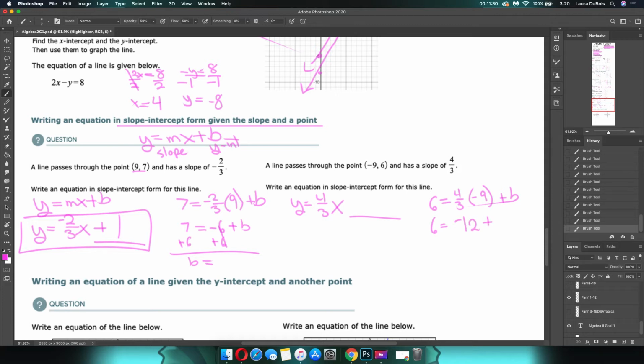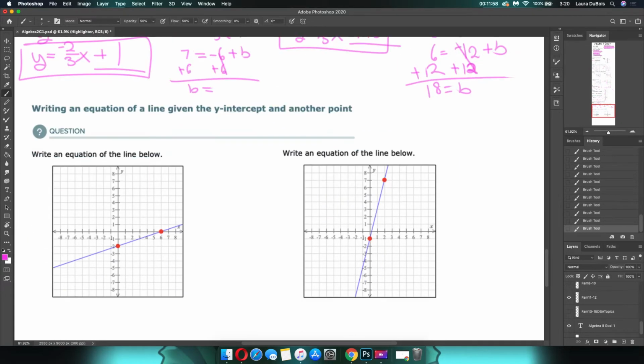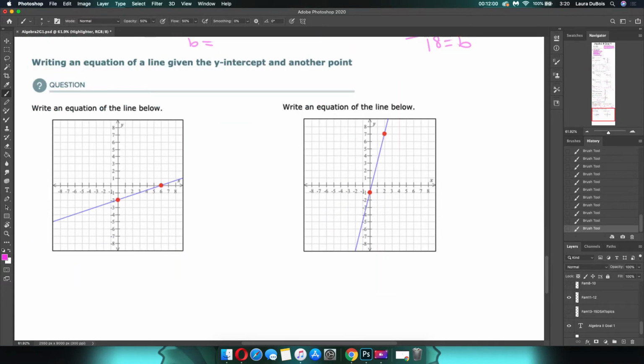Plus 12 plus 12. Wait for the computer to make up its darn mind and do what I'm actually doing, and apparently not write everything I wrote. 6 and 12 is 18 is our b. So plus 18 is going to be our answer. And that's how this particular topic is done. This is one of those topics where students are very challenged by it until I actually point out how easy it actually is. And then let's see here, writing an equation given the y-intercept and another point.